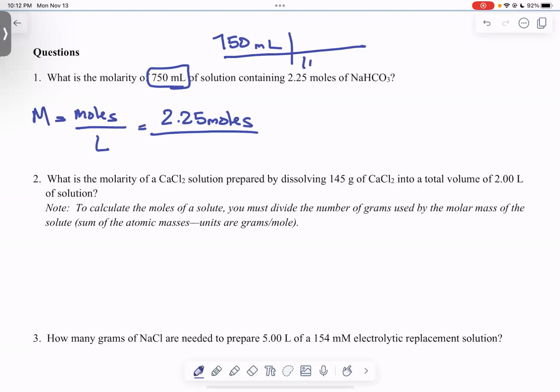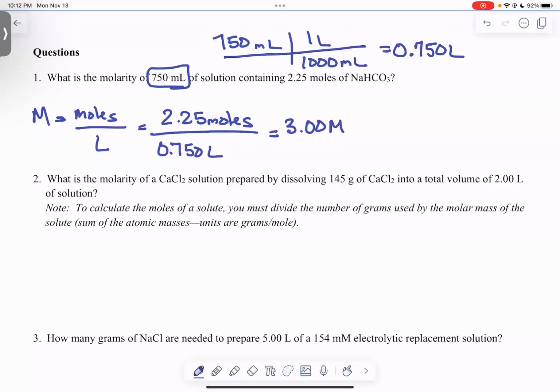You could say, okay, I know that there are 1,000 milliliters in 1 liter. So 750 divided by 1,000 is going to give me 0.750 liters. So I'll just go ahead and plug that in. And then 2.25 divided by 0.750 gives me 3. And how many sig figs? Looks like we need 3 sig figs, 3.00 molar. The other way that you could say this is 3.00 moles per liter. It's the same exact thing.